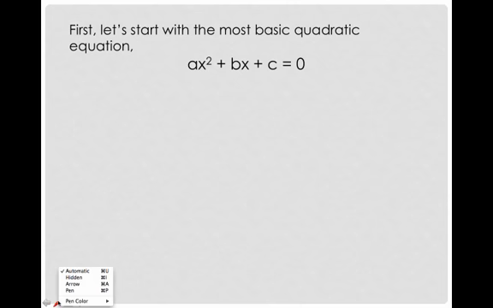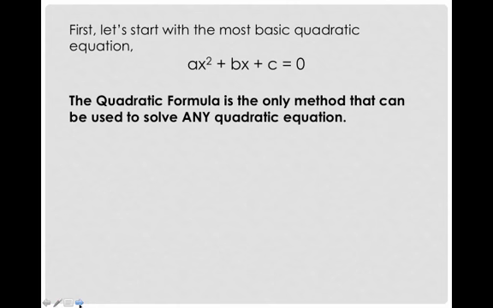So the first thing we need to do is look back at our parent function. Remember, it was f of x equals ax squared plus bx plus c, and making that into a quadratic equation, this is what it would look like. And now I've got this extra tool, the quadratic formula, that I can use to solve any quadratic equation. Remember, I've got graphing, I've got using square roots, I've got factoring, but I can also use this quadratic formula no matter what my numbers are.